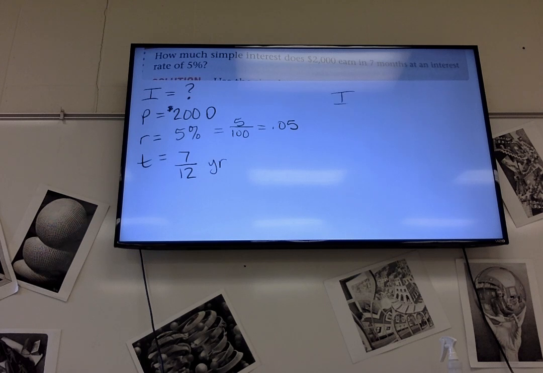Okay, so the formula is I equals PRT. I is what we're looking for this time. P is 2,000. Rate is 0.05. And the time is 7 divided by 12. And you can write it just like that, 7 divided by 12. Again, it's money.